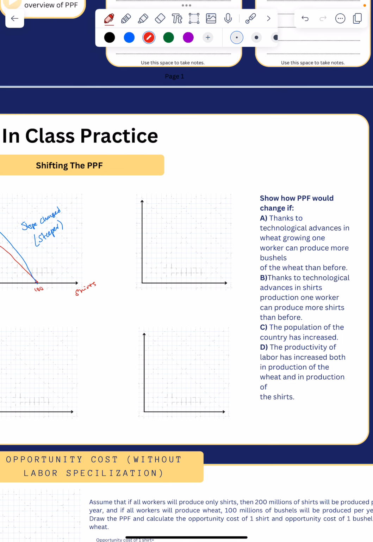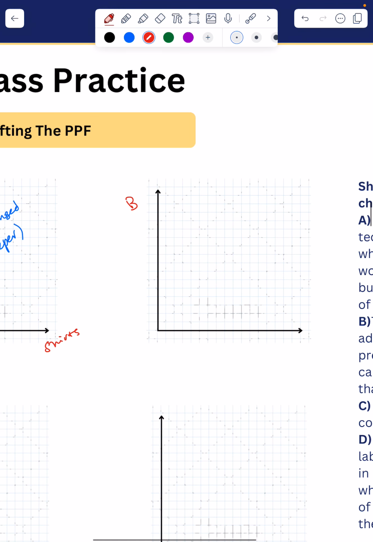And then we move on to B. Thanks to technological advances in shirts production, 1 worker can produce more shirts than before. So we have our original PPF this way. And we can produce more shirts. That means we would grow and our slope would change and it would get flatter.